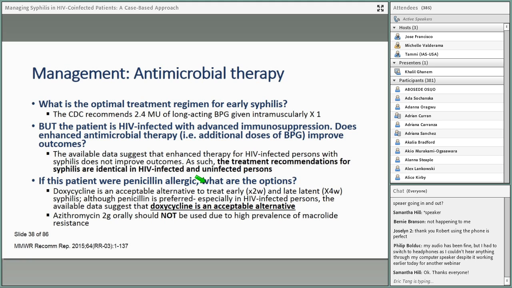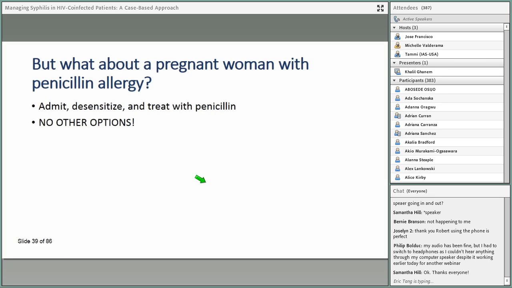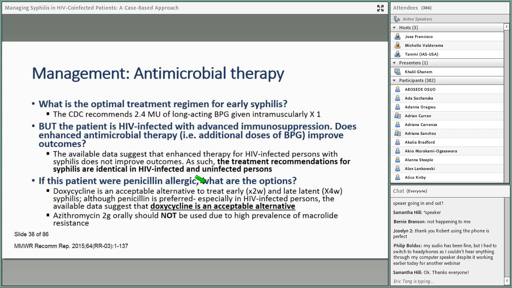So how do we manage patients with syphilis? And the optimal treatment for early syphilis, primary, secondary, and early latent, is 2.4 million units of long-acting benzathine penicillin, 1 dose, given intramuscularly. That's the best regimen that we have. But if the patient is HIV infected with advanced immunosuppression, should we give them more doses of penicillin? And the answer is no.